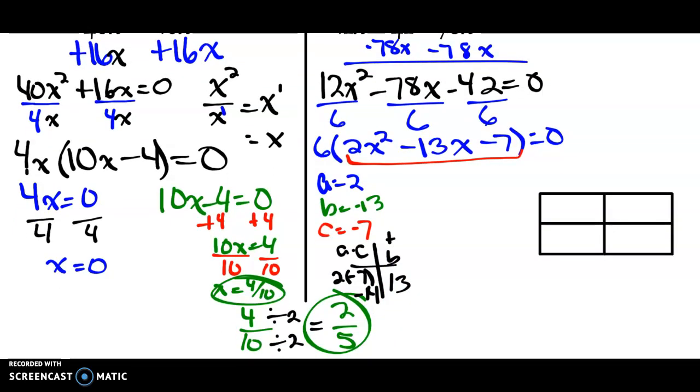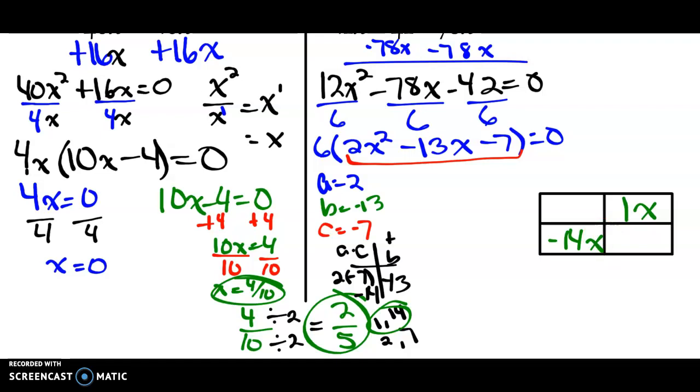So the factors of 14 are 1 and 14, 2 and 7. But in our case, which one are we going to use to get the B value of negative 13? We're going to use 1 and 14. Which one is going to be negative? Well, if I want a negative 13, not a positive 13, the 14 is the one that has to be negative. So I'm going to put 1x, negative 14x.